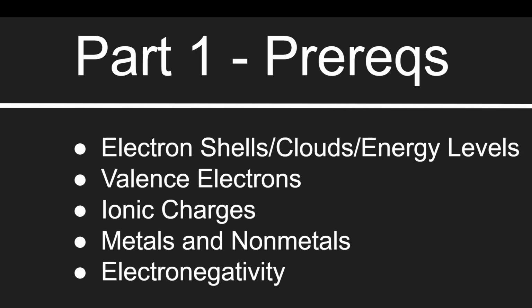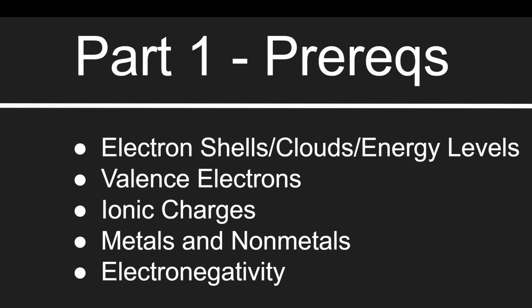All right. So the first thing in part 1, here are the topics we're going to go over. We're going to go over the thing that has so many different names: the electron shells, clouds, energy levels, however you want to say it. Basically, the different layers and regions that electrons lie in, and from that we're going to talk about what a valence electron is and how to find them. Those are super important for bonding.